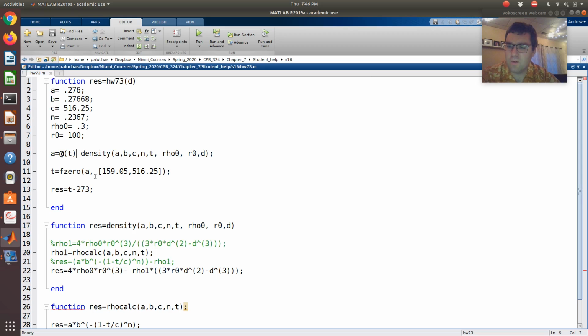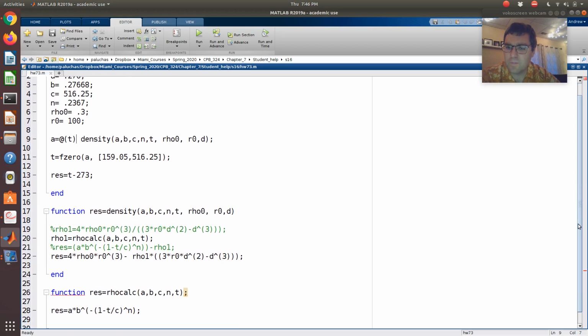Then, assuming that's my error function, I solve, and res is T minus 273. That's because we're asked to return the temperature in Celsius. We'll check whether using 273.15 makes the difference in terms of why you're not getting the answer. So here's density, A, B, C, and T, rho naught, R naught, and D. All those variables match up. That's good. Then you have this rho L calculator.